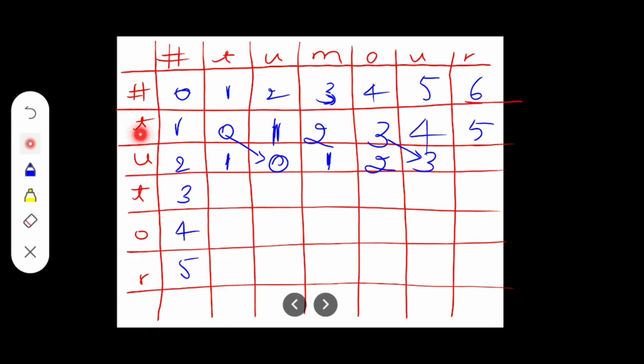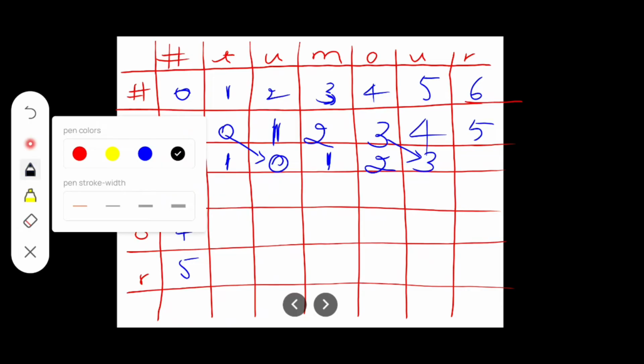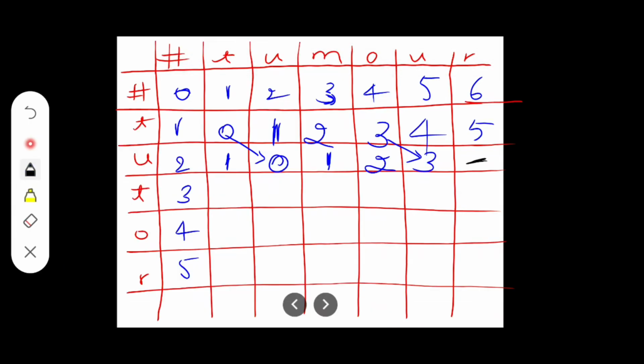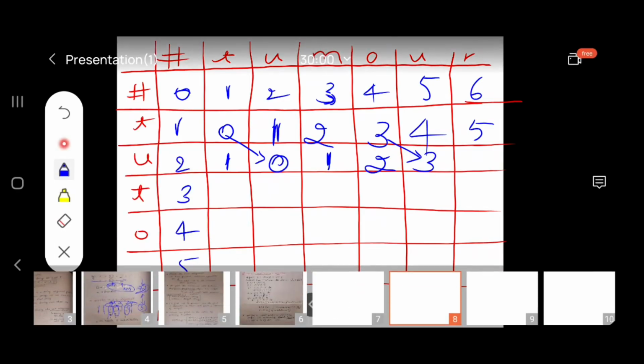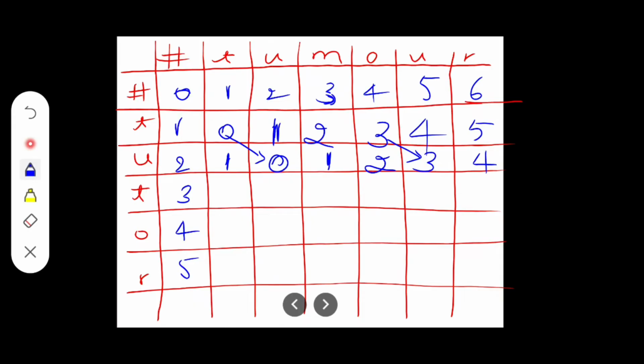Next, compare U with R. Is U and R equal? No, U and R are not equal. So I have to fill this box. So we have to consider this entire set. Okay, so check which is the minimum element among these 3, 4 and 5. Minimum element is nothing but 3. So minimum element plus 1, that is 3 plus 1. What is 3 plus 1? It is 4. So I'll be writing 4 here.